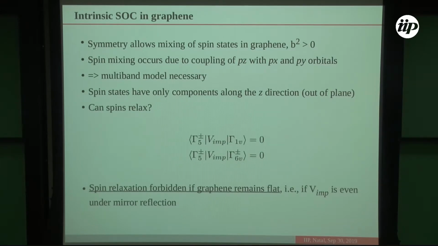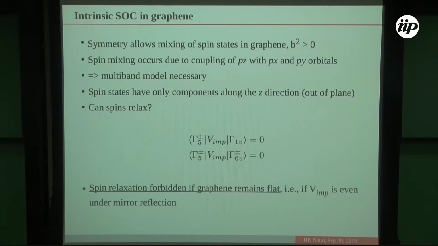Okay. So the question is now, if we have non-zero spin mixing, can spin relax in graphene, in flat graphene? And the answer is no. Because if you try to calculate the matrix elements which couple the momentum, for example, then you will end up with these matrix elements, and this wave function is odd.